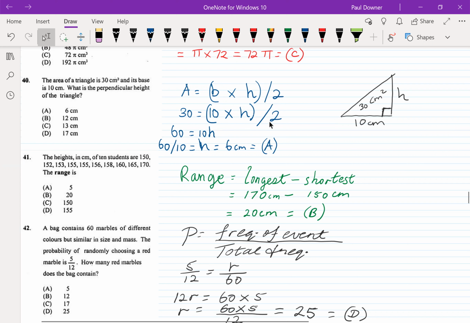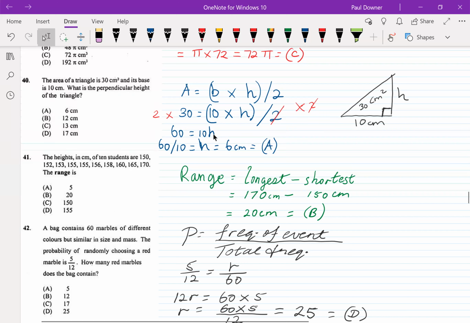What we decided to do was to multiply both sides by 2. So if we multiply this side by 2 and this side by 2, what is going to happen is that these 2 will cancel out here. And 2 times 30 on the left will give us 60. 10 times h on the right will give us 10h.